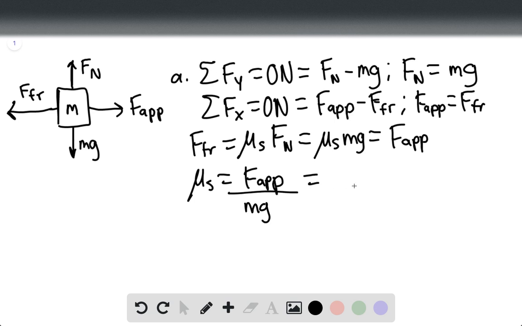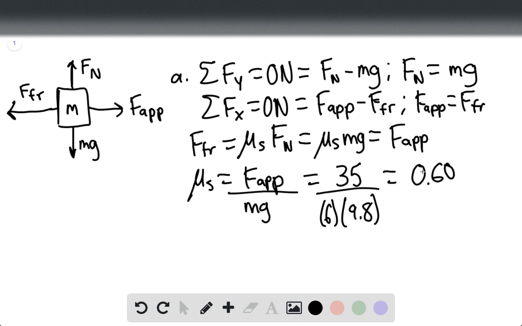So force applied is 35 newtons, divided by the mass, 6, times the acceleration due to gravity, 9.8, and this will give us 0.60. This is the coefficient of static friction.